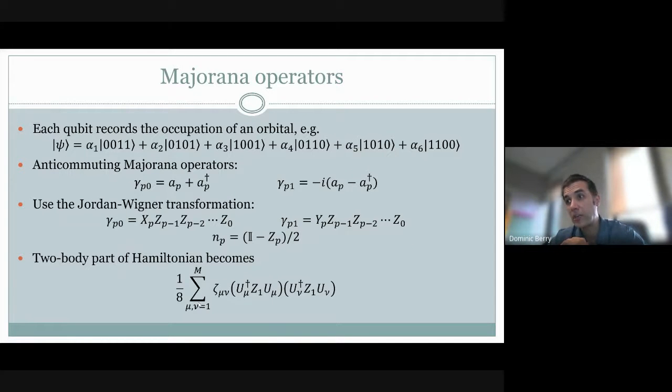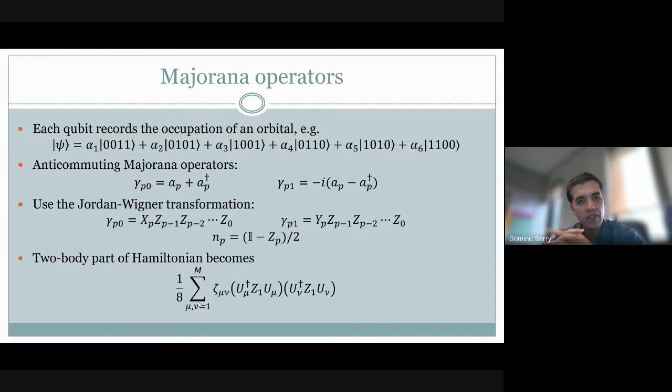So to actually implement this in the quantum computer, we're using a representation, similar to many previous works, where we have each orbital corresponding to a qubit, and the qubit is 0 or 1 depending on whether that orbital is occupied by an electron or not.